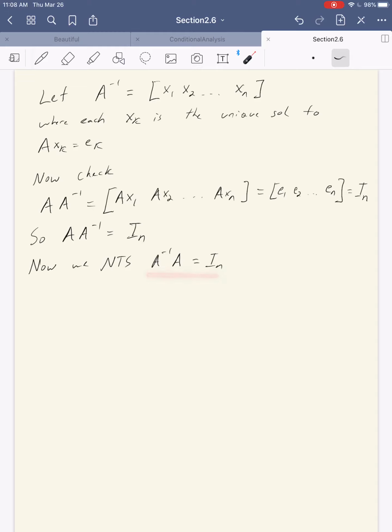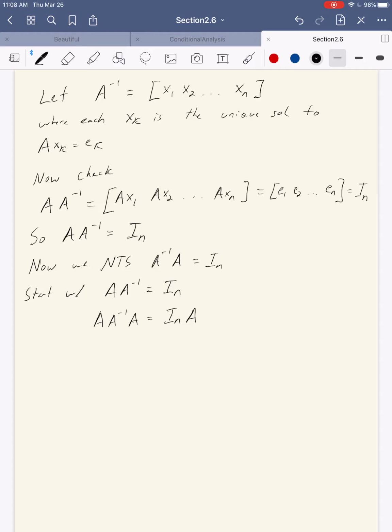Now we need to show that if you left multiply, you get the same thing. So let's start with where we just left off. Start with A inverse is the identity. We know that that is true. So let's multiply both sides of this equation by A, but we're going to do that multiplication on the right-hand side. So A inverse A is I_N A.